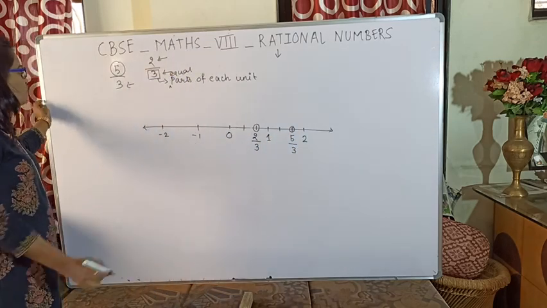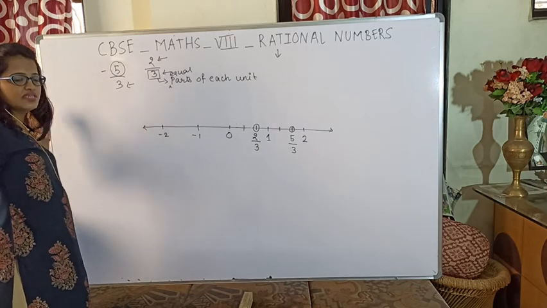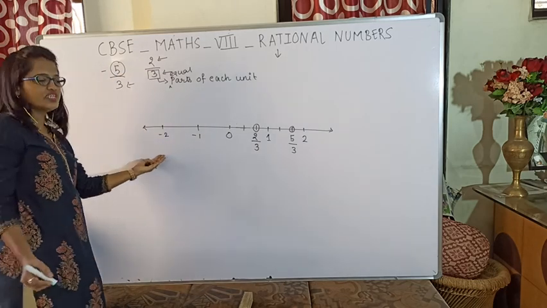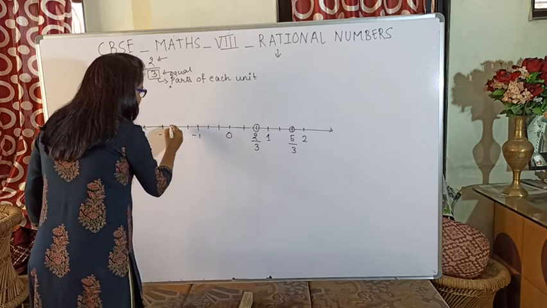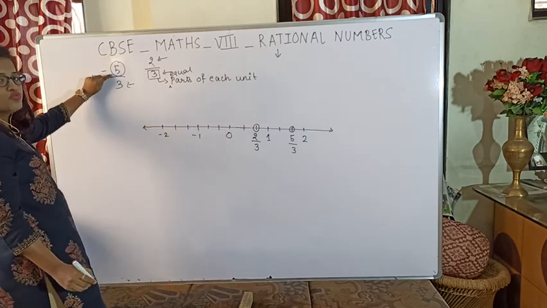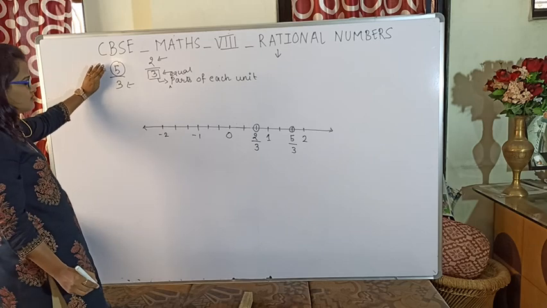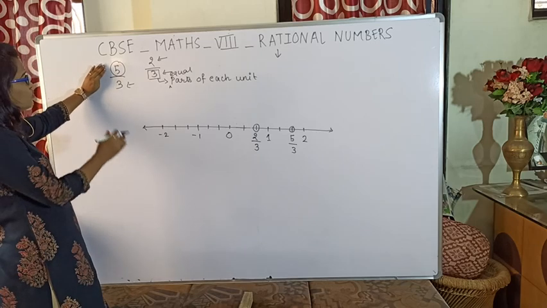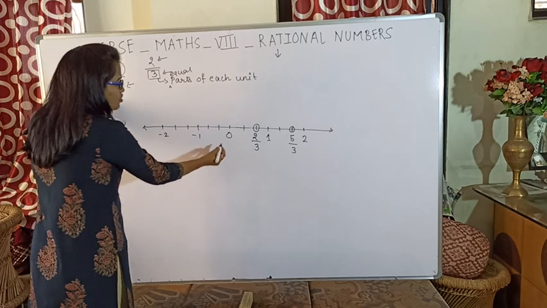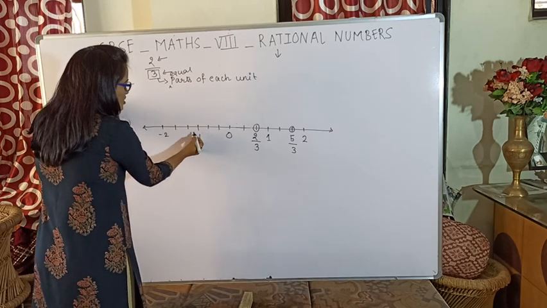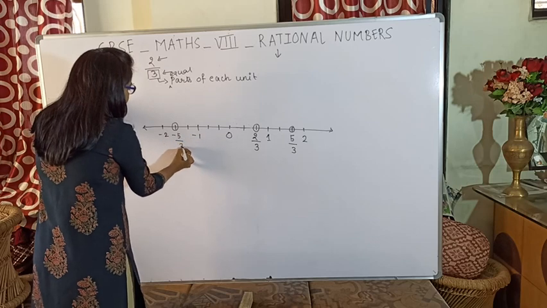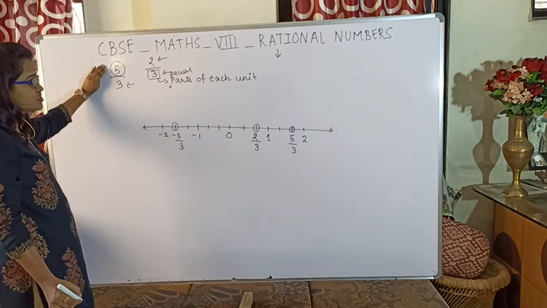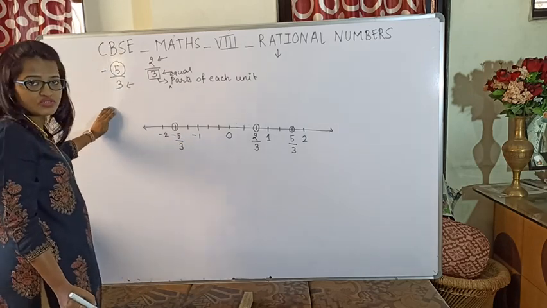Similarly, if the number would have been minus 5 by 3, you would have made the same parts on the negative side. Let us make 3 parts, again 3 parts. The number present in the numerator is minus 5. So leaving the minus sign, just count the number, that is 5, on the negative side. So 1, 2, 3, 4, 5. So my minus 5 by 3 will be present here. So this is how you represent the rational numbers on the number line.